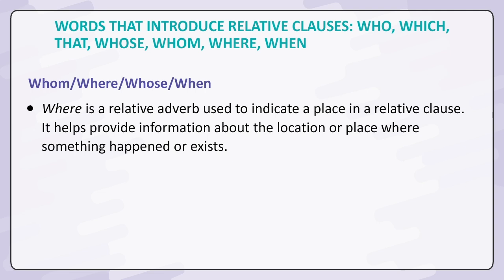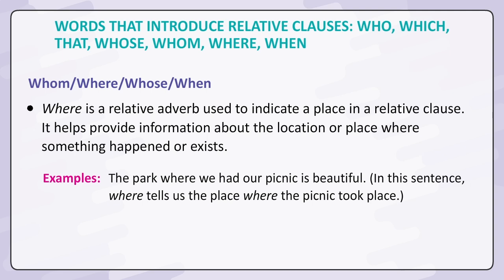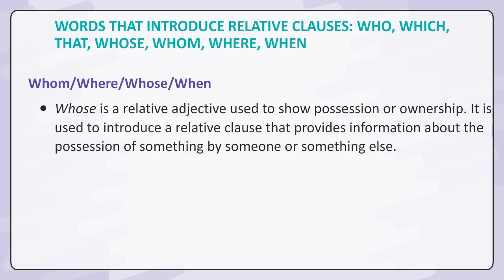It helps provide information about the location or place where something happened or exists. Examples: The park where we had our picnic is beautiful. In this sentence, where tells us the place where the picnic took place. The city where I was born is in Karnataka. Here, where provides information about the place of birth.